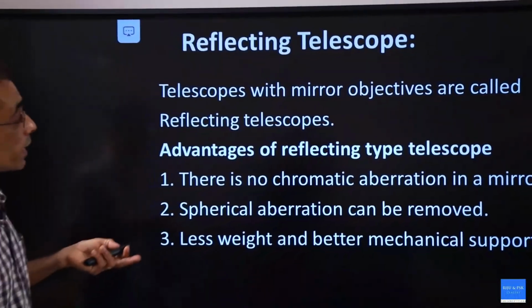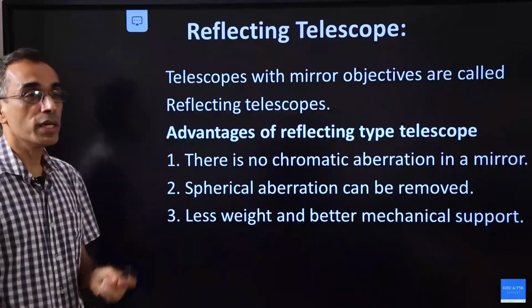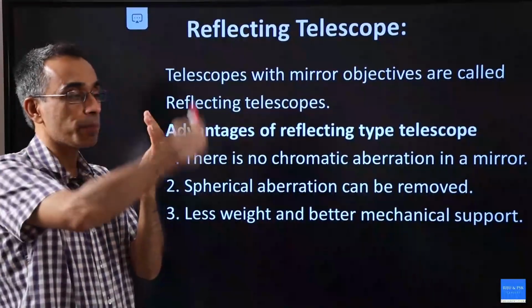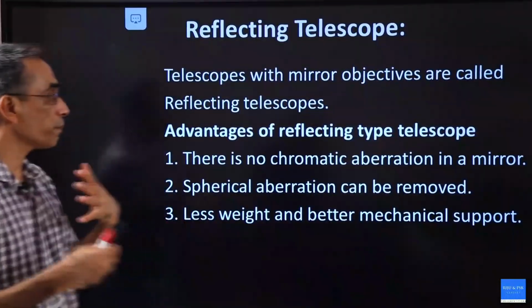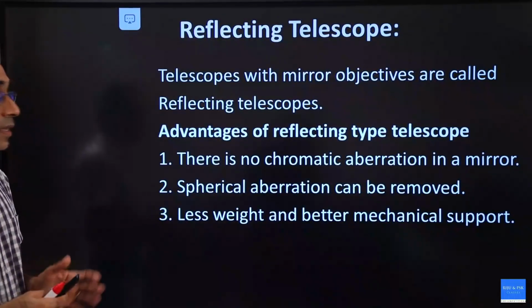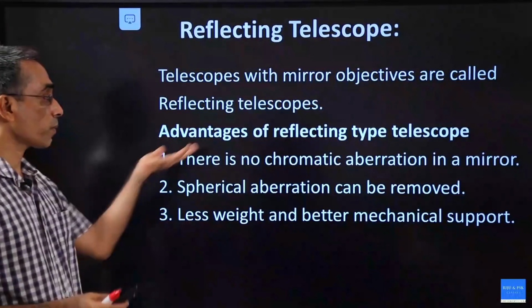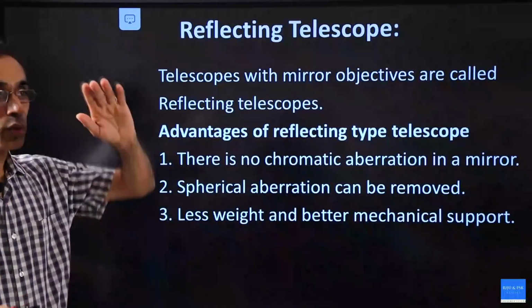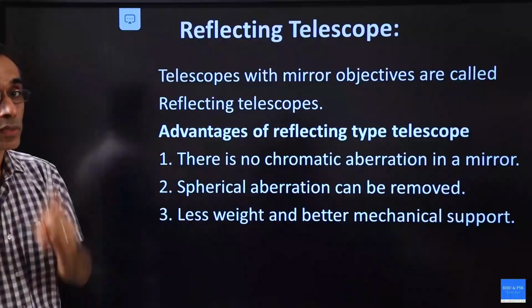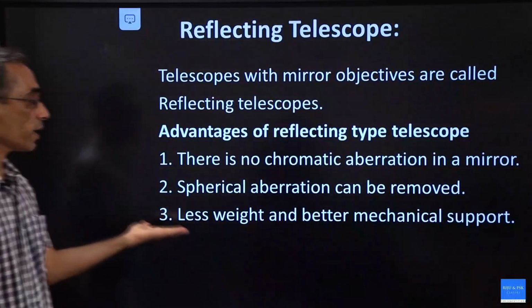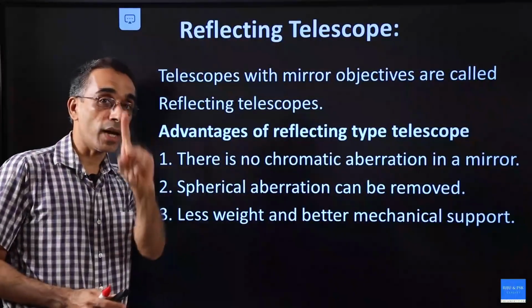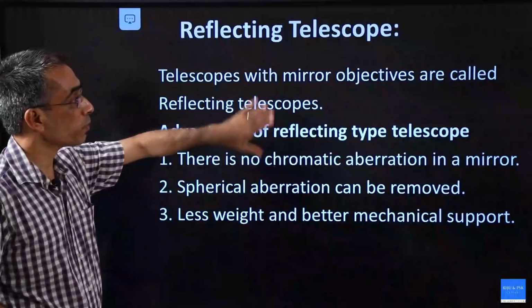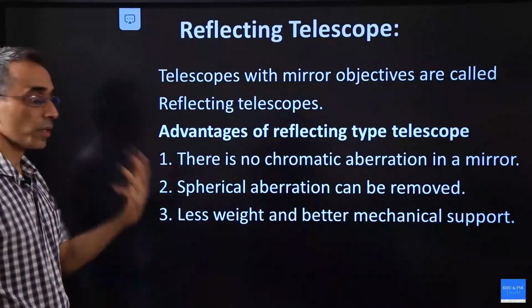What are the advantages of a reflecting telescope? If it is a mirror, it can be supported on the entire backside. So it has better mechanical strength. Then there is no dispersion problem, so there is no chromatic aberration. Then the spherical aberration is very less because we have only one surface rather than two surfaces of a lens, and less weight and better mechanical support. The advantages of a reflecting type telescope over a refracting telescope are these 3 points.